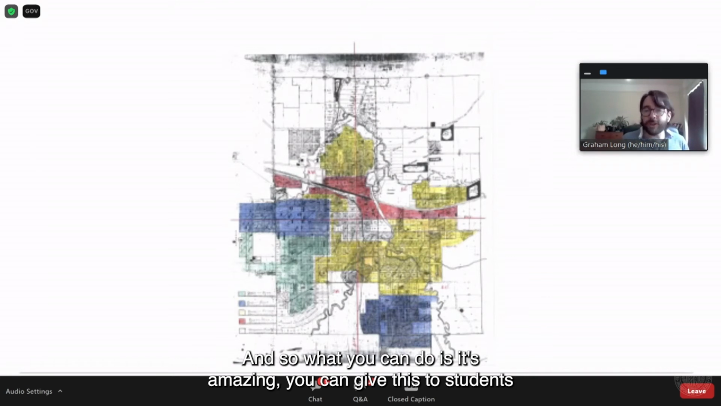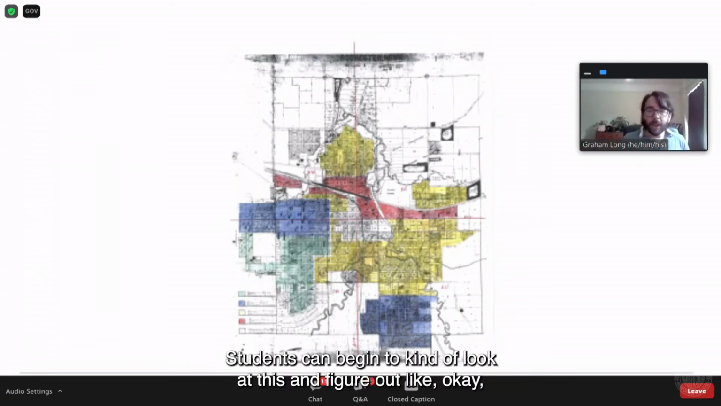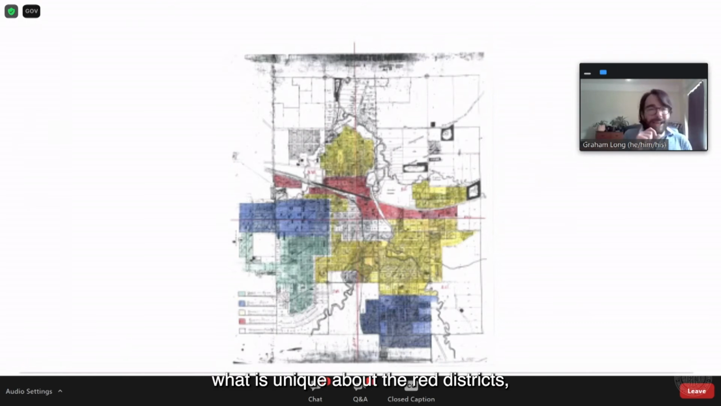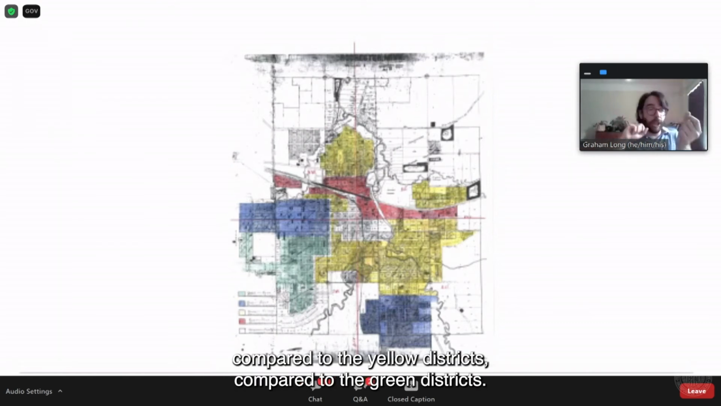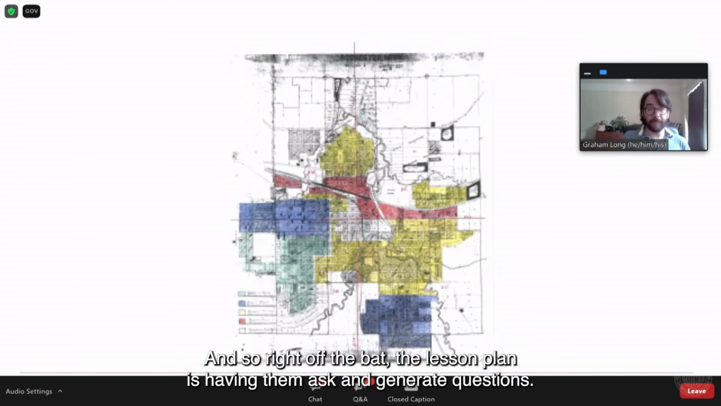And so what you can do is, it's amazing. You can give this to students, and if they know a traffic light, green means go, yellow means caution, red means stop, students can begin to look at this and figure out, okay, what is unique about the red districts compared to the yellow districts, compared to the green district? And they can make those guesses.